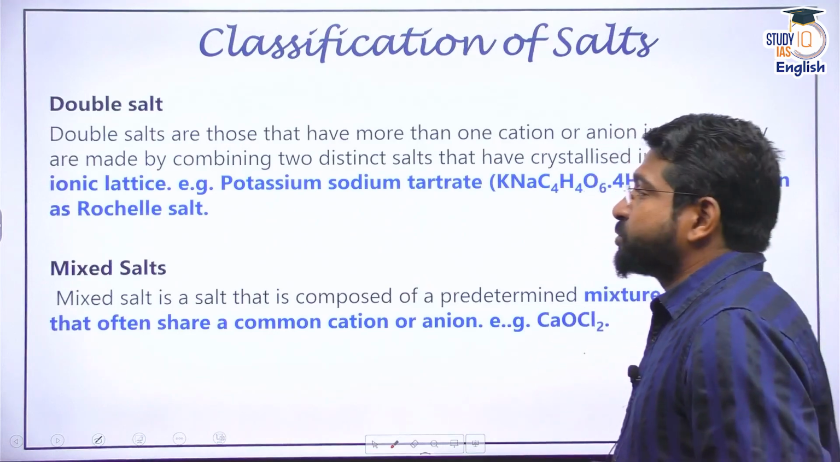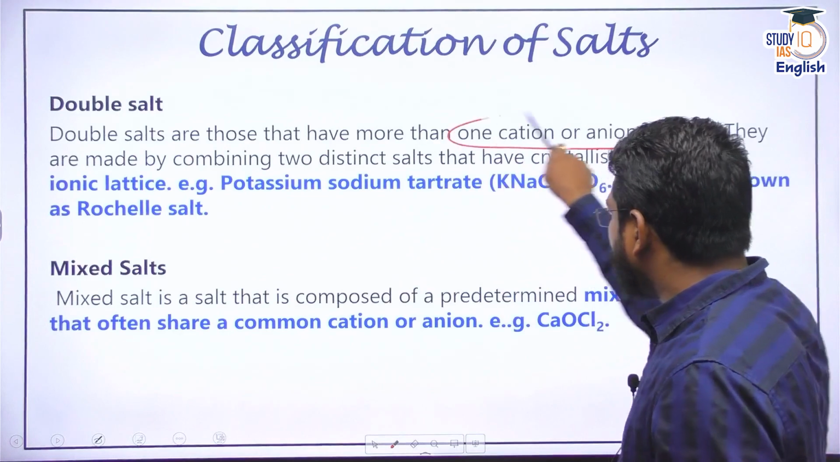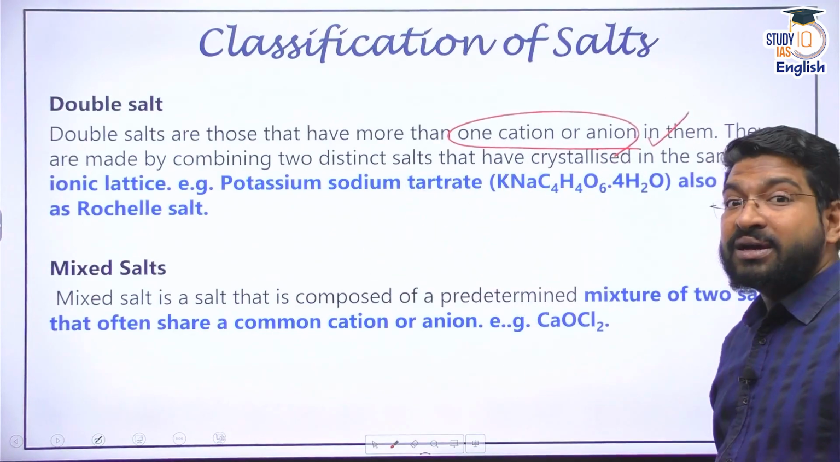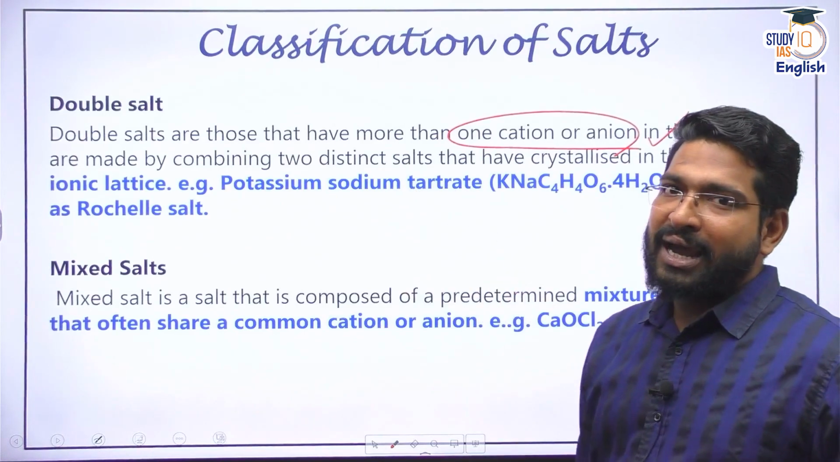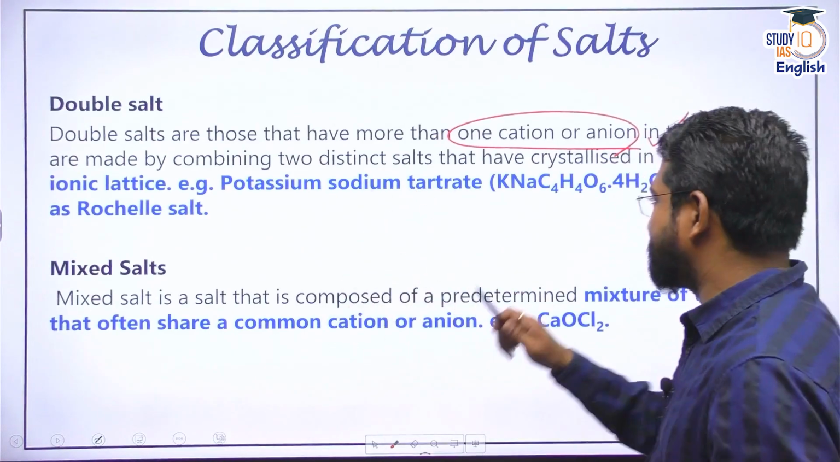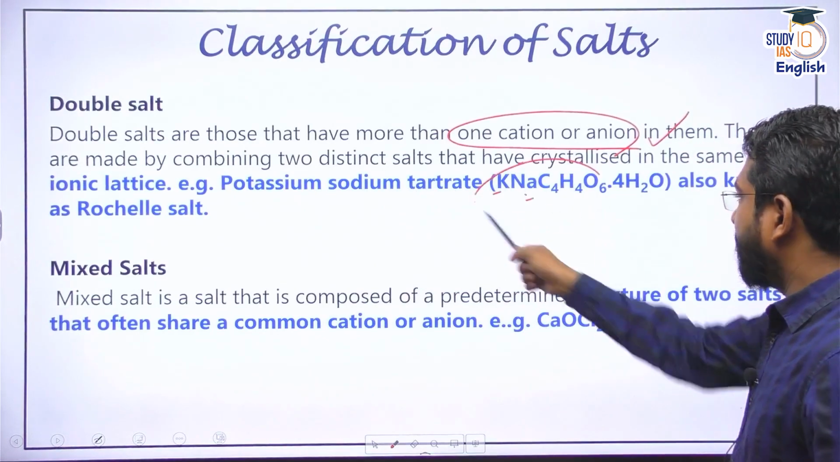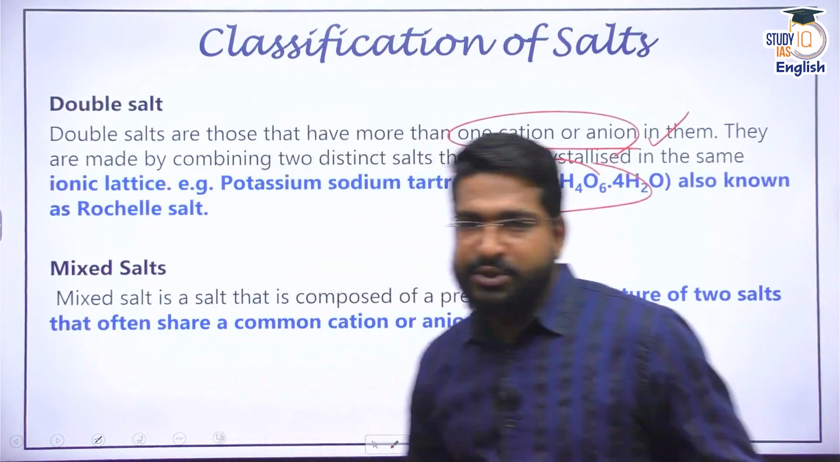There can be double salts. Double salts are those salts that have more than one cation or more than one anion. A classic example is potassium sodium tartrate. Commonly we call it Rochelle salt. I'm quite sure you have Rochelle salt at your home. Rochelle salt box. It has potassium, it has sodium and other non-metallic elements.